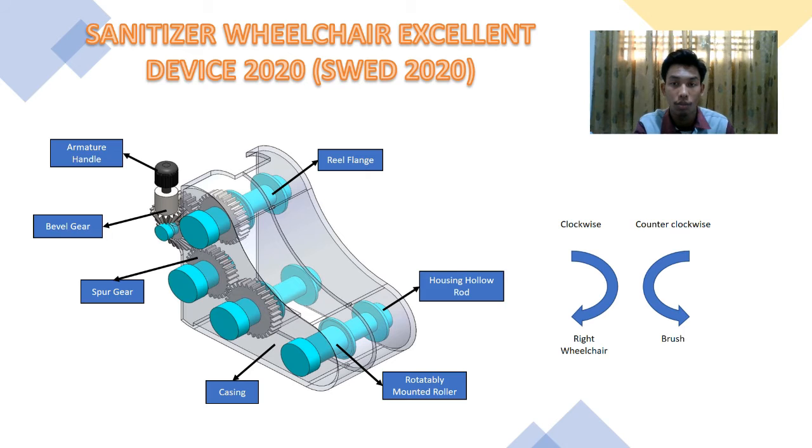Right, this is our product called the Sanitizer Wheelchair Excellent Device, Swed 2020. From the figure, we can see the list of components, starting from the armature handle, bevel gear, spur gear, casing, rotor tablet motor roller, housing hollow rod, and roof flange. There are two additional features in this conceptual design. First, the brushing feature is carried out by the brush component attached to the rotor tablet motor roller at the upper side, while the second feature is the sticky dirt and dust effect using the mat cleaner attached to the rotor tablet motor roller at the lower side.